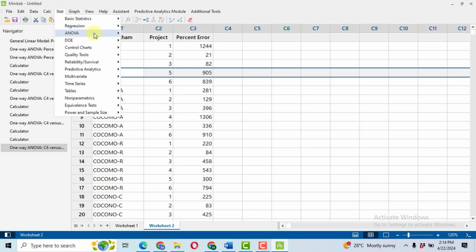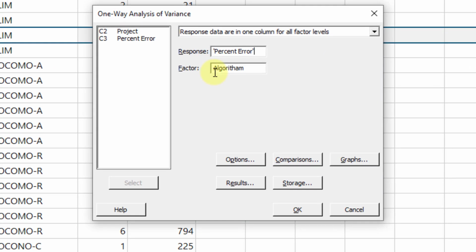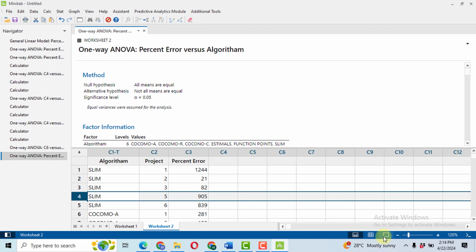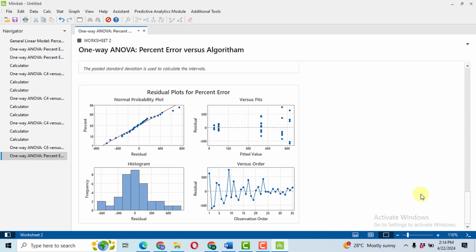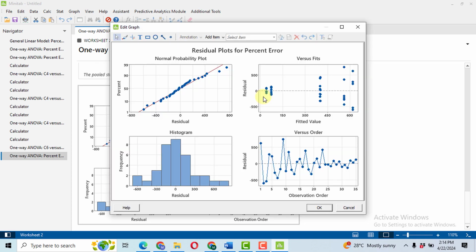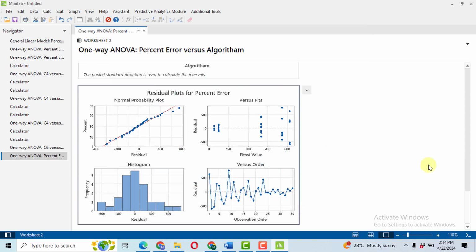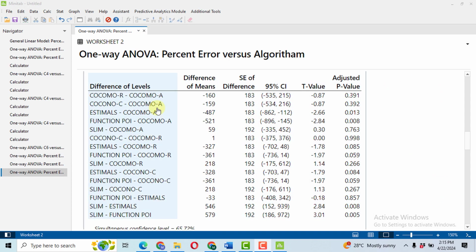Again go to Stat, ANOVA, One-Way ANOVA, select percent error as the response, click OK. First of all, we go to our residuals, come down and have a look. Now the residuals are perfect. So there was one outlier that created the whole issue. Now we have a green signal for our post-hoc results.